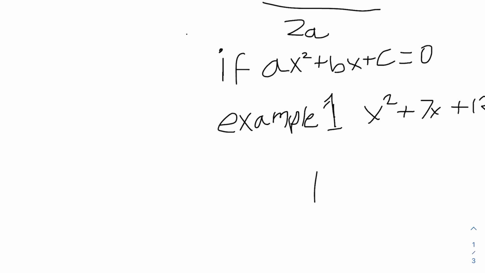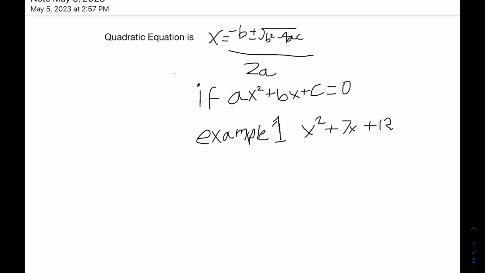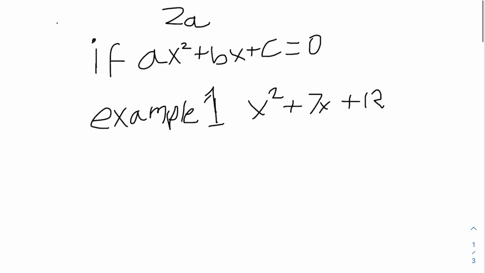So 7 squared is equal to 49, and 4ac: a is equal to 1 and c is equal to 12, so 4ac is equal to 48. So 49 minus 48 is greater than or equal to 0. So okay, now we can solve this function using the quadratic equation.